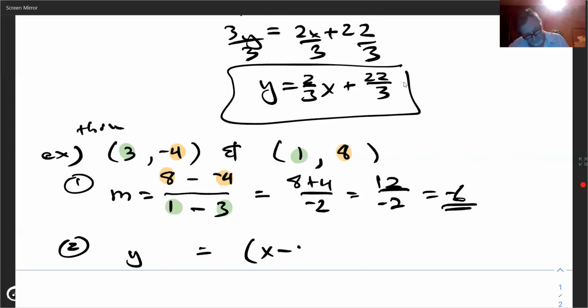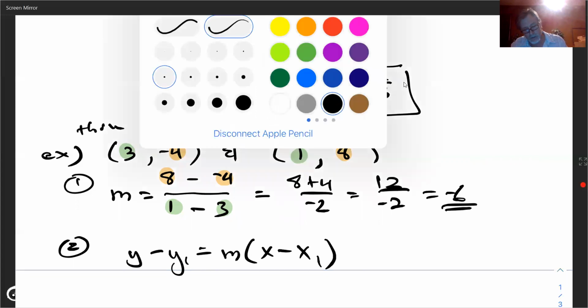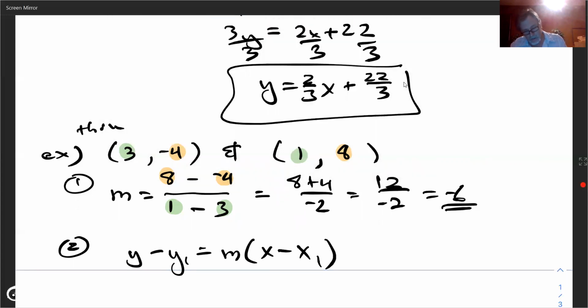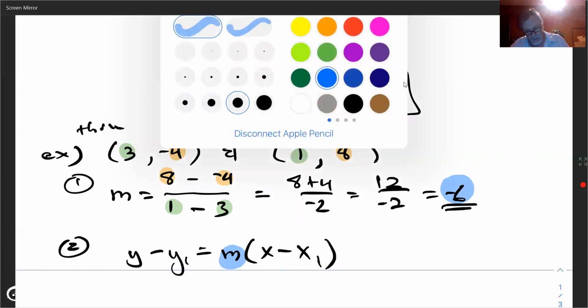Y1. Okay, and here's your m. Well, the m that we just found is this guy, and he's going to go in front. And then you pick any of your 2 points. You can pick either one of them to go in there. So let's see, we'll put the X.